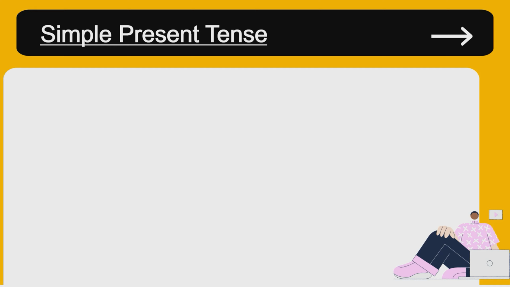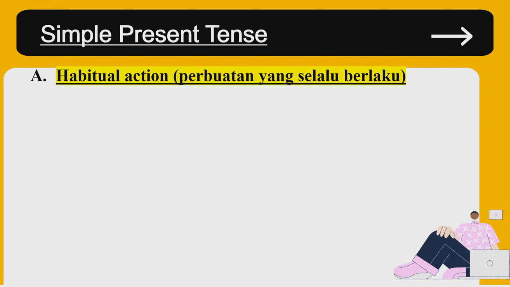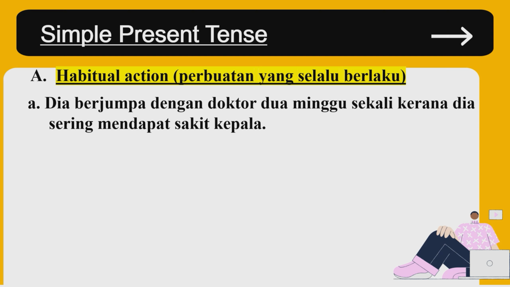The simple present tense. Now, as I've told you earlier, simple present tense uses the verb with s and without the s. Simple present tense is used to show habitual action, perbuatan yang selalu berlaku. Okay, so if you look at this sentence in Bahasa Malaysia, you know that this action is habitual action. How do you know? Because of the words 2 minggu sekali, that means it is habitual, once a fortnight. Okay, so once a fortnight, this is habitual.